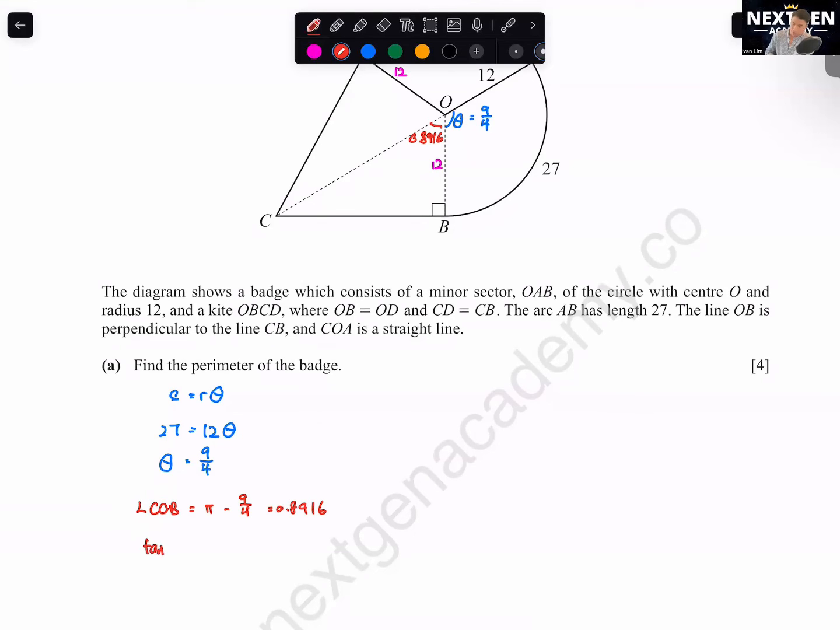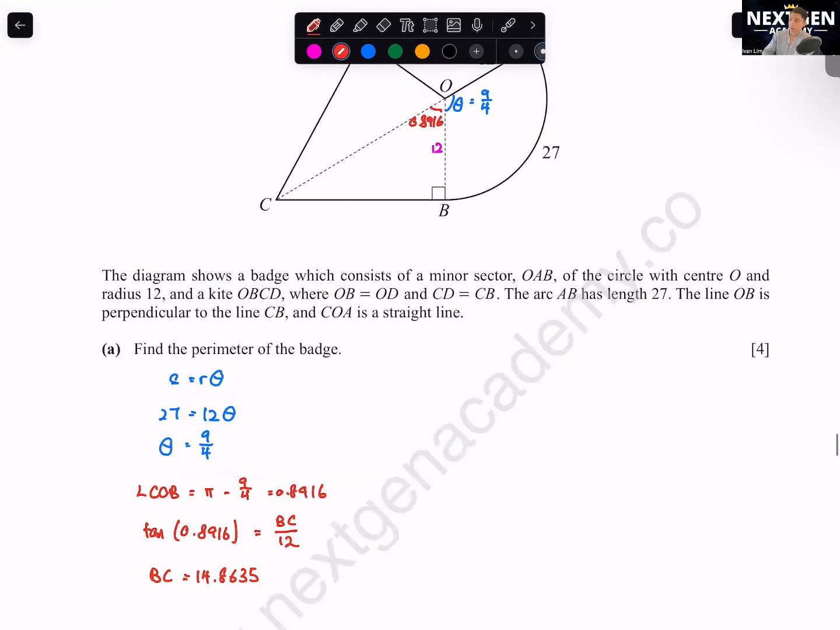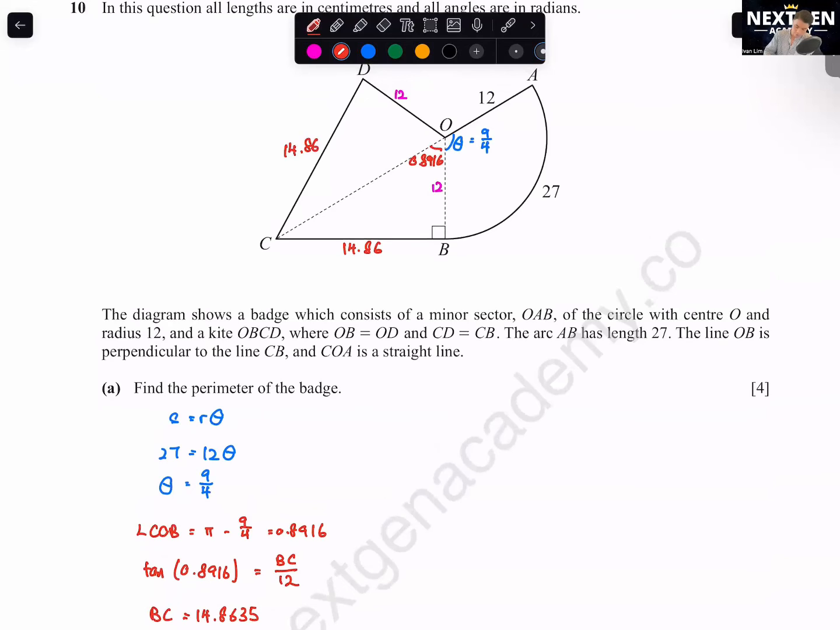Then here we will get, okay, I want to find what is CB or BC. So we use SOH CAH TOA, sine 0.8916 equals to BC over 12. BC, you multiply the whole thing by 12, you get 14.8635. Okay, so here 14.86. Total, all added up together, 2 times 12 plus 27 plus 2 times 14.86. You use different methods, you get same answer, same. Okay, so your final answer here is 80.7.